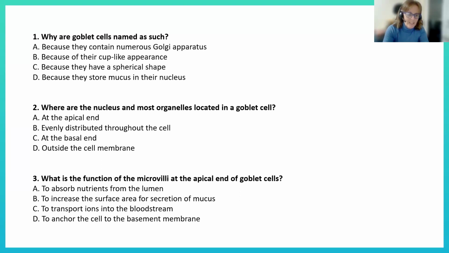Let's have a look, shall we? So, goblet cells are named as goblet cells because they look like a goblet, or perhaps not in real life, but at least on the slides of the tissue. So where are the nucleus and organelles located in the goblet cell? They are located at the basal end. So they're squished more towards the bottom. We've got the secretory vesicles at the top.